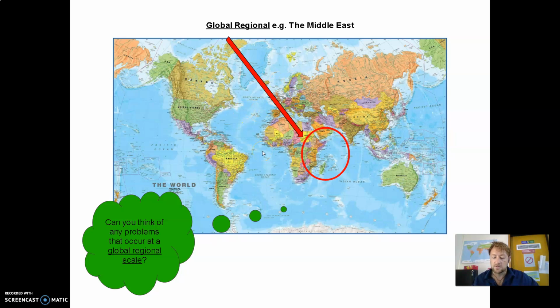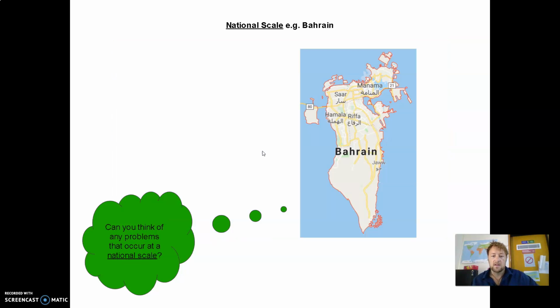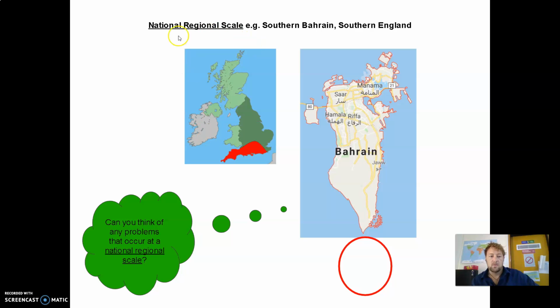So that's global regional. Next one here, a national scale, is when we're just looking at one country, okay? So we'd be looking at more political issues if we're looking at one country. A problem that occurs throughout a whole country would normally be political or geopolitical, okay? So if we look at all of Bahrain, a problem that occurs in all of Bahrain would be a national scale problem, okay? Then next, we have this national regional scale, okay?